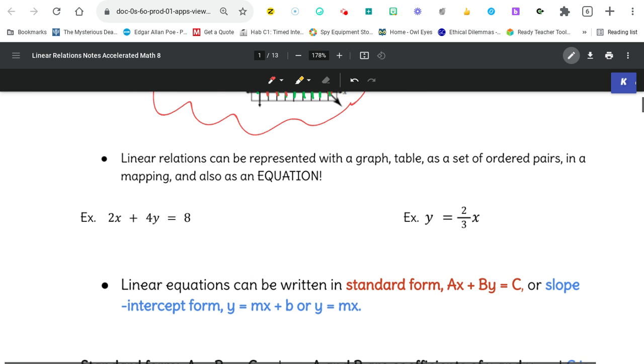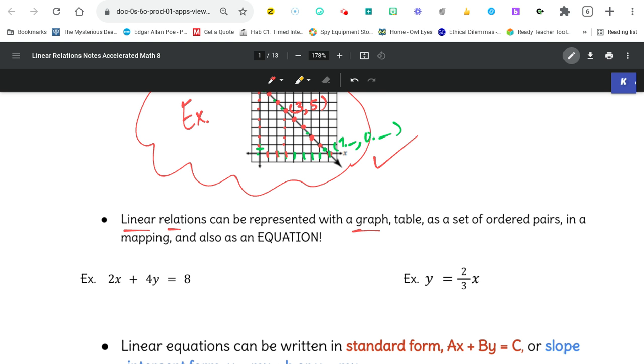All right, let's keep it moving. Linear relations can be represented a number of ways. One is with a graph, as you have seen here. A table, we did that in the last unit when we dealt with functions. You had a table of values. Your table looks like this, an XY table where you have maybe some numbers, some ordered pairs. Something like that. That's a table of values.